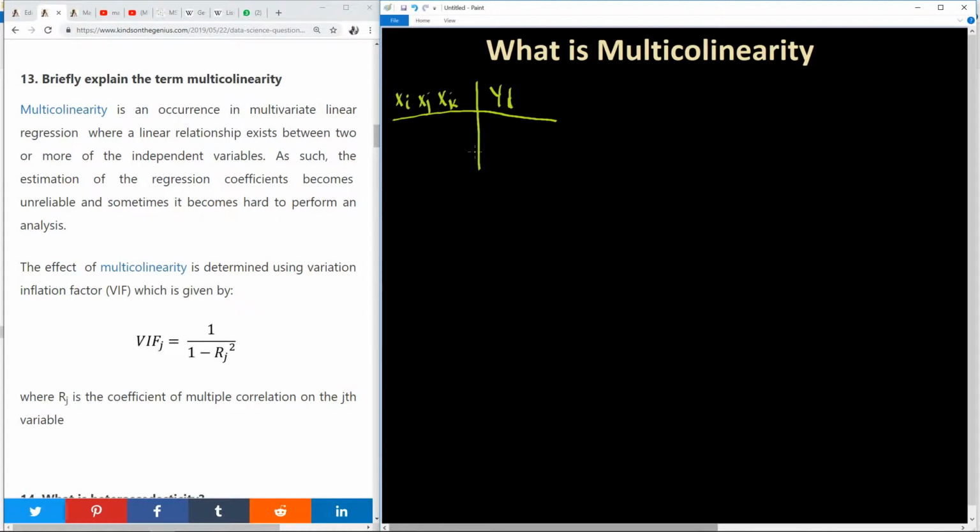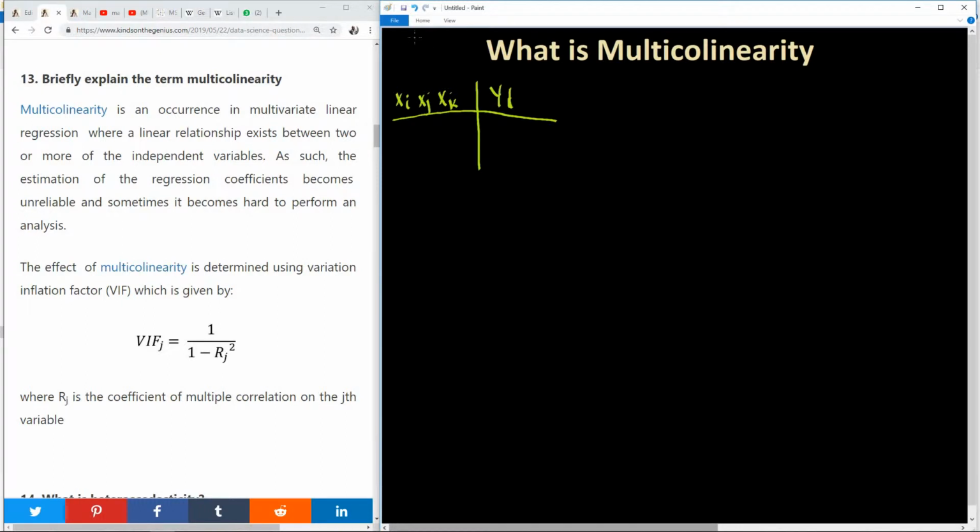So multicollinearity is the occurrence in multivariate linear regression where a linear relationship exists between two or more independent variables. As such, the estimation of the regression coefficient becomes unreliable and sometimes it becomes hard to perform an analysis.